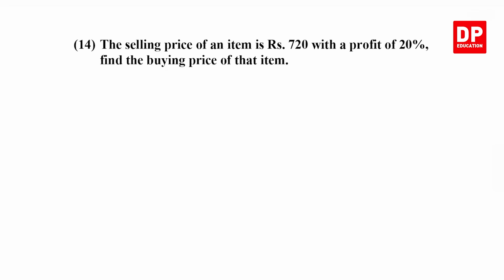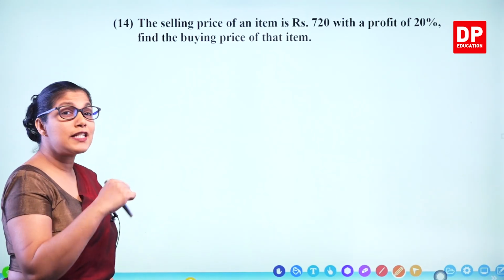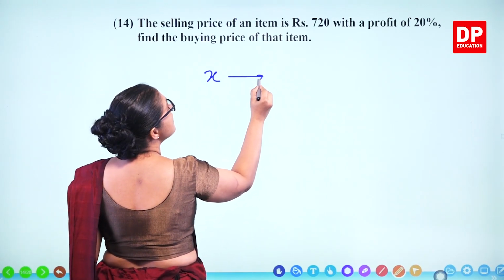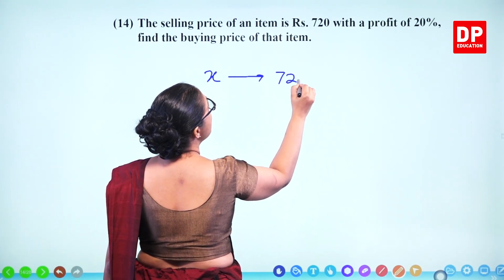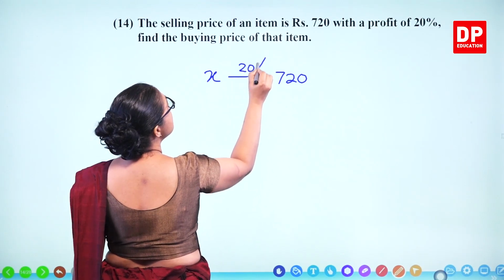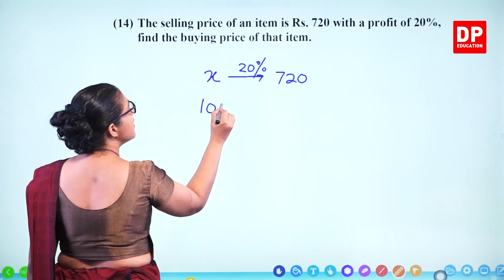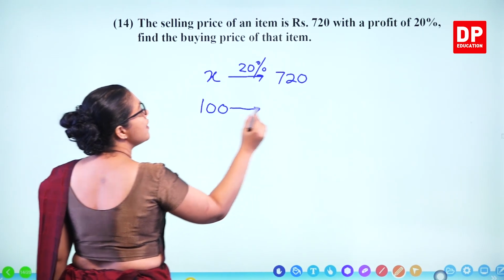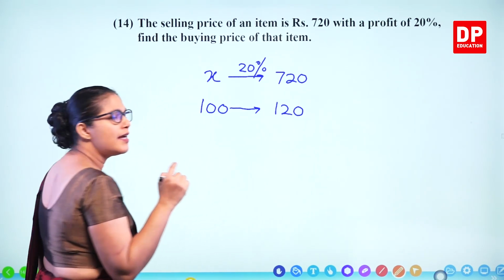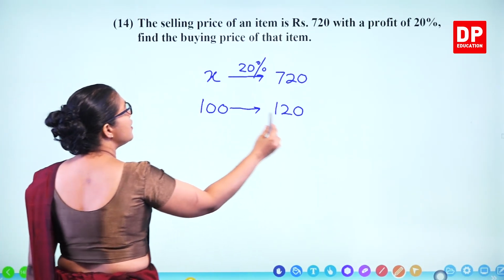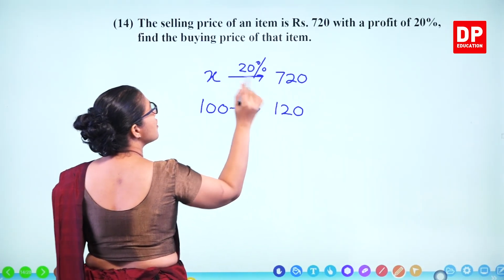Question number 14. The selling price of an item is 720 rupees with a profit of 20%. Find the buying price. So reverse percentages. You need to find the buying price, and the selling price is 720 with 20% profit. So how do you do it? If you buy for 100 with the 20% profit, you can sell it for 120 rupees. So how do you find X? You can use cross multiplication or any method.